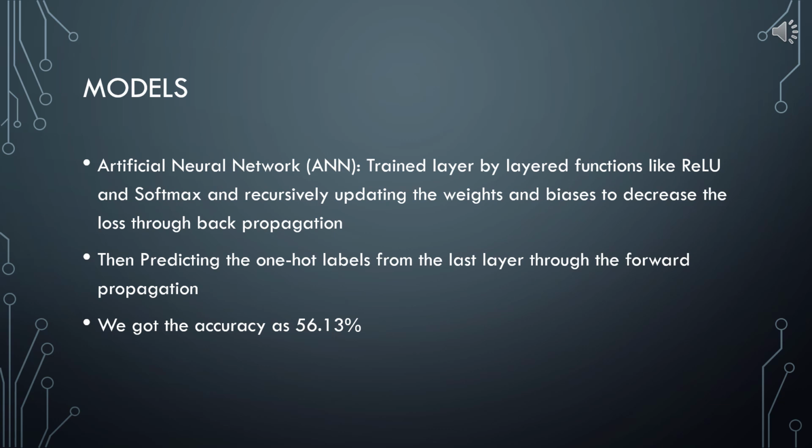For training, we used a cross-entropy loss function to measure prediction error and optimize the model using gradient descent. We trained the model for 60 epochs with a batch size of 64 and a learning rate of 0.005. We got a test accuracy of 56.13%.